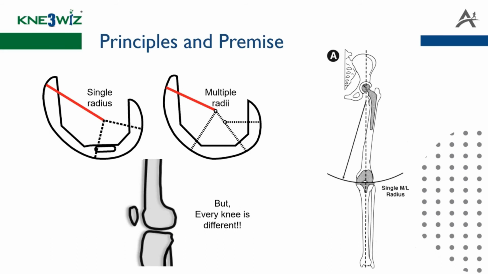Total knee designs are different. Some have a single mediolateral radius, some have a single sagittal radius, while some are multi-radii. Similarly, even in the native knee, not all knees follow the same radii of curvature. Hence, while there is a laudable attempt to get closer to natural anatomy and improve function, occasionally the premise might not hold true.